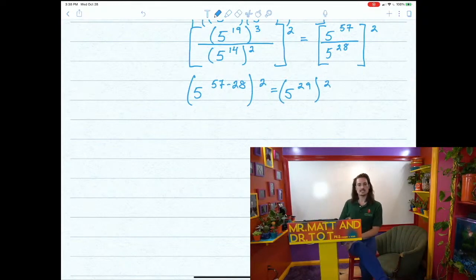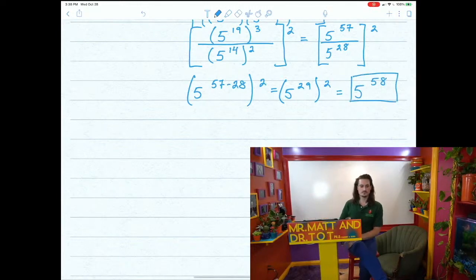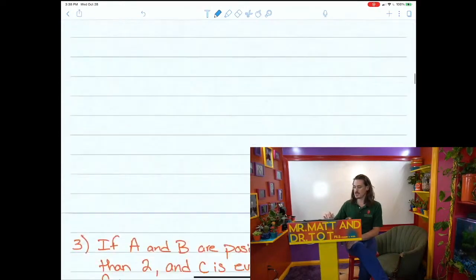And then 29 times 2 is going to be 58. So our final answer is going to be 5 to the 58th power, which is a very large number. If you have any questions, please let me know. Otherwise, let's take a look at number 3.